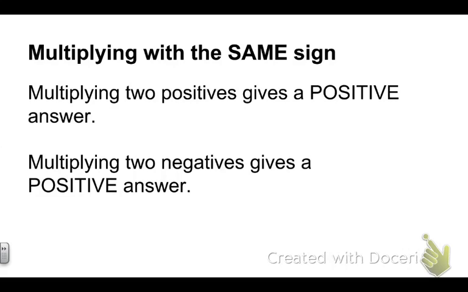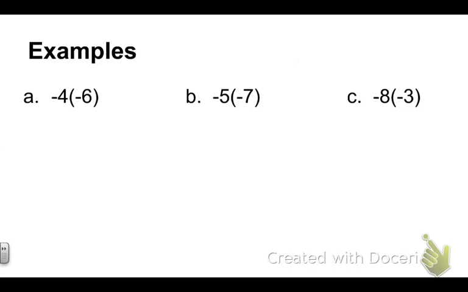The reason why, go back to the example, 4 times 2. If I have negative 4 times negative 2, what's the opposite of a negative? The opposite of a negative is a positive. Two negatives give a positive. So if we look at some examples here, negative 4 times negative 6.